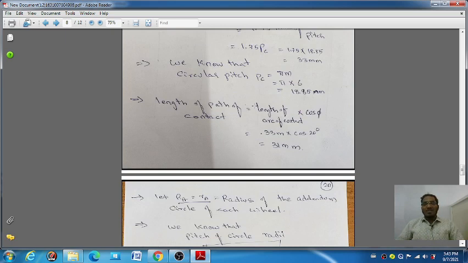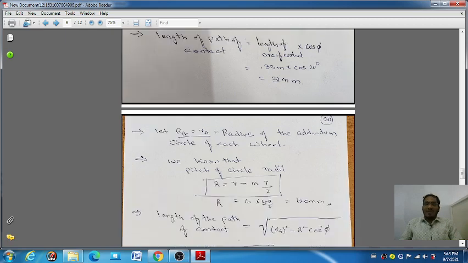In the contact ratio, you have to first find the length of the path of contact. The length of the path of contact is equal to the length of the arc of contact into cos phi. The length of the arc of contact, which I just calculated, is 33 mm, into cos 20 degree. Then we will get 31 mm as the length of the path of contact.